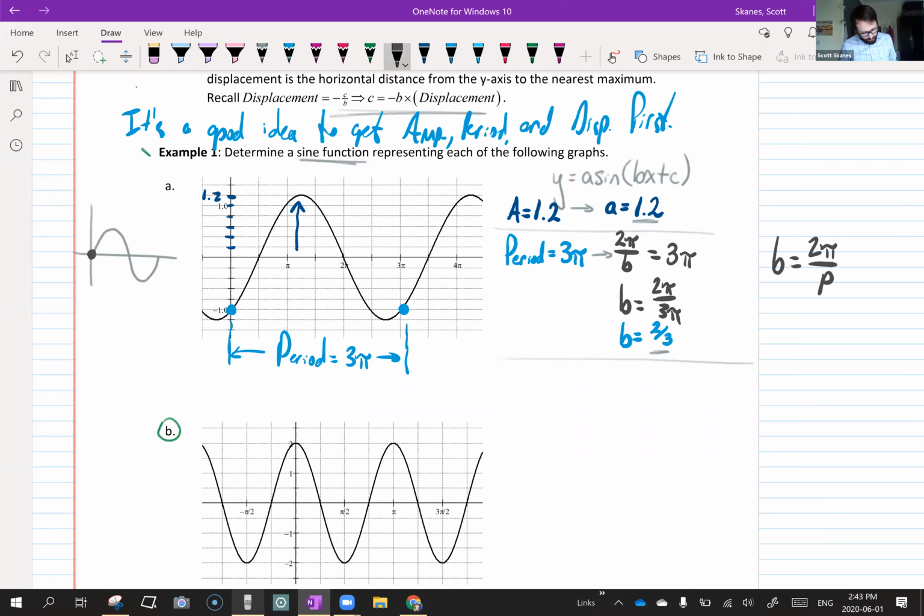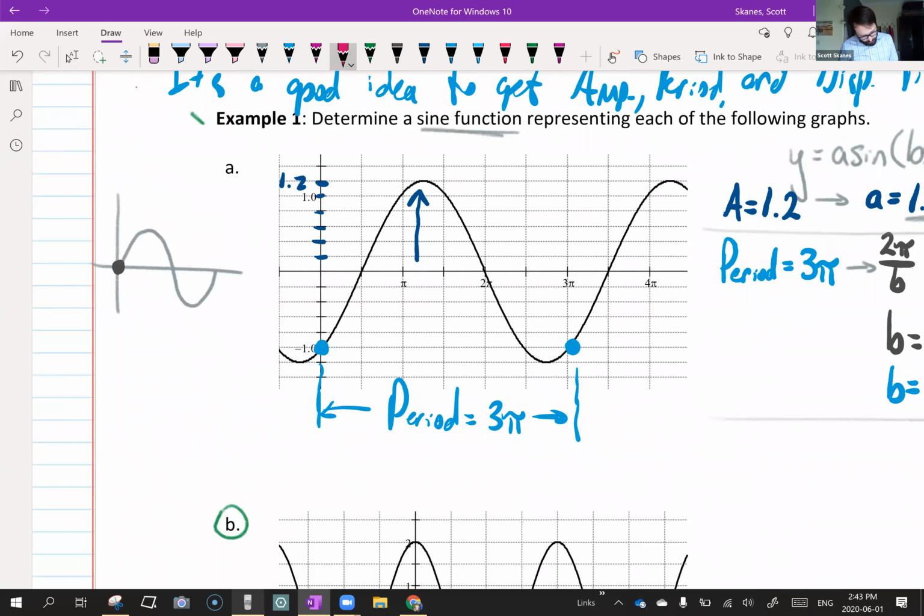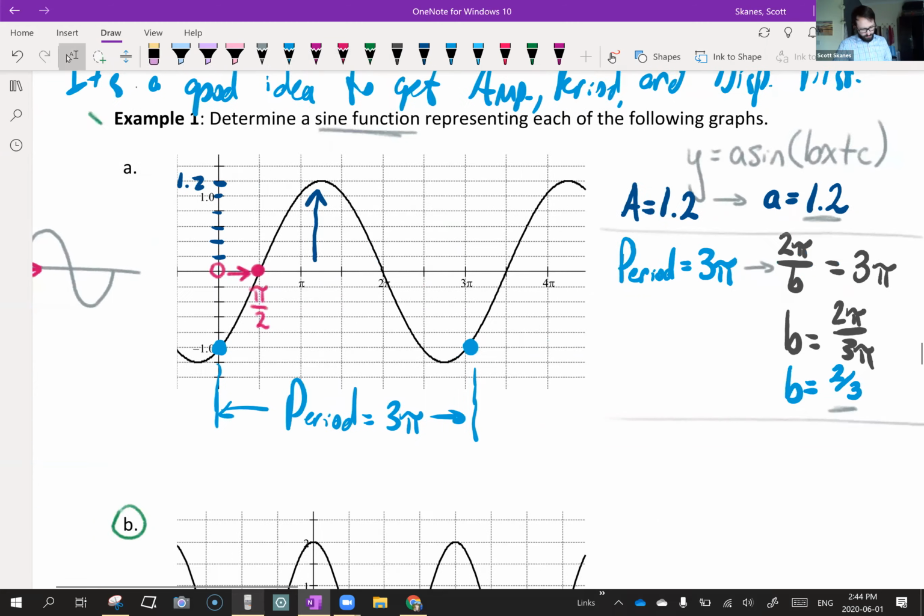What we see in our case is it's been shifted to the right. So it used to be here, and it's been shifted over to here. What is that distance? Well, it's not pi, it's half of pi. Because if we went this whole distance, it would be pi. It's half of that, so that's pi over 2. So it's been shifted to the right by pi over 2. That's our displacement.